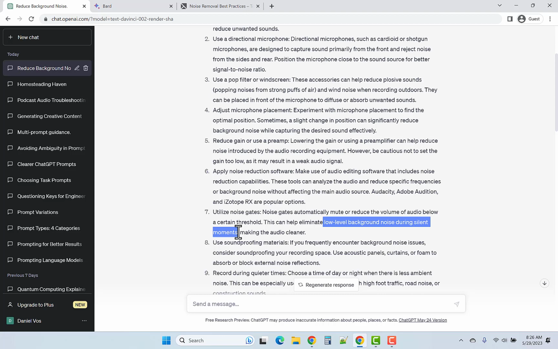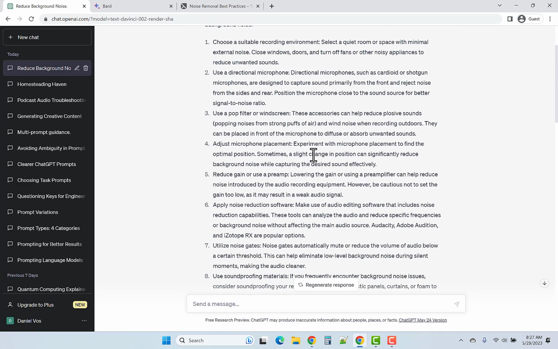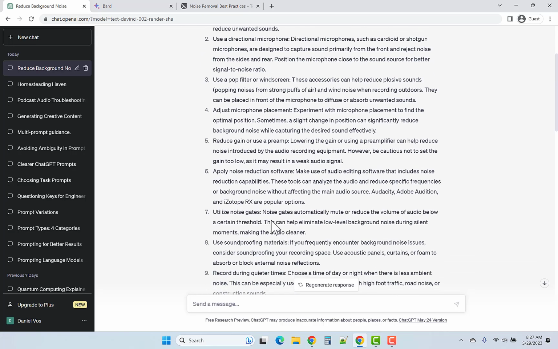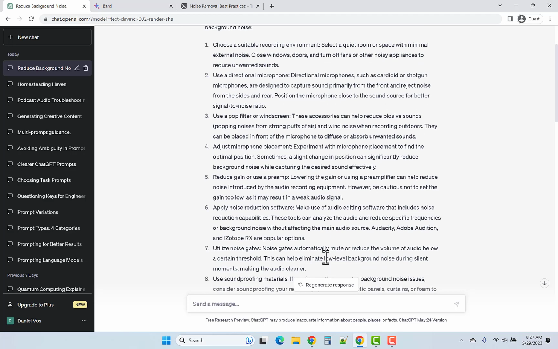And this is just based off of personal experience, just to zoom out and take a 30,000-foot view. When you're solving a problem, defining the problem very precisely is often difficult, and so you can see there's a lot of different possibilities of what background noise can mean, and really what I'm having a problem with is low-level background noise during silent moments.